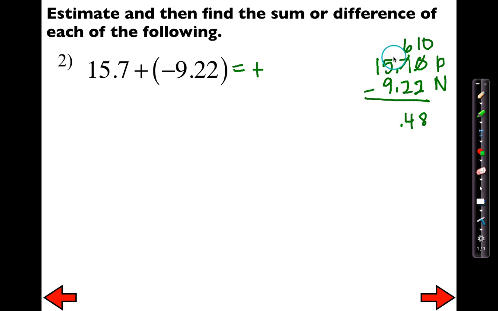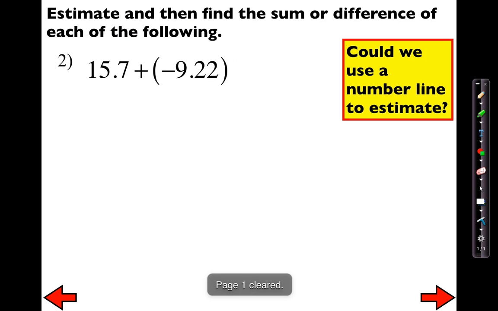Here, we can't do 5 minus 9, so you can see it's just 15. So 15 minus 9 is 6. So we have positive 6 and 48/100 as our final answer, and it is positive. So no, you don't have to write the positive sign. It's just there as a marker for me to know I did assess if there were more negatives or more positives. Now, could we use a number line to estimate? Absolutely.